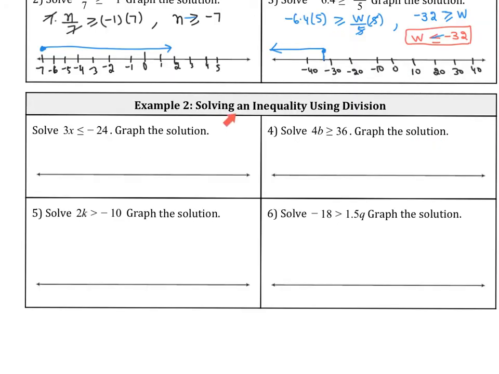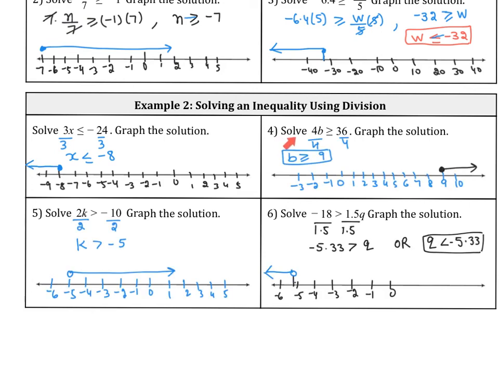So example number 2, solving an inequality using division. So we're going to solve this using division. To solve the first one, for x, you're going to divide by 3 on both sides. So x is less than or equal to negative 8. So I made a number line that has more negative numbers because we have to reach up to negative 8. And I'm going to use a closed circle to graph this. So there is going to be a closed circle on top of negative 8, and x is less than or equal to, it means it's going to the less than side.